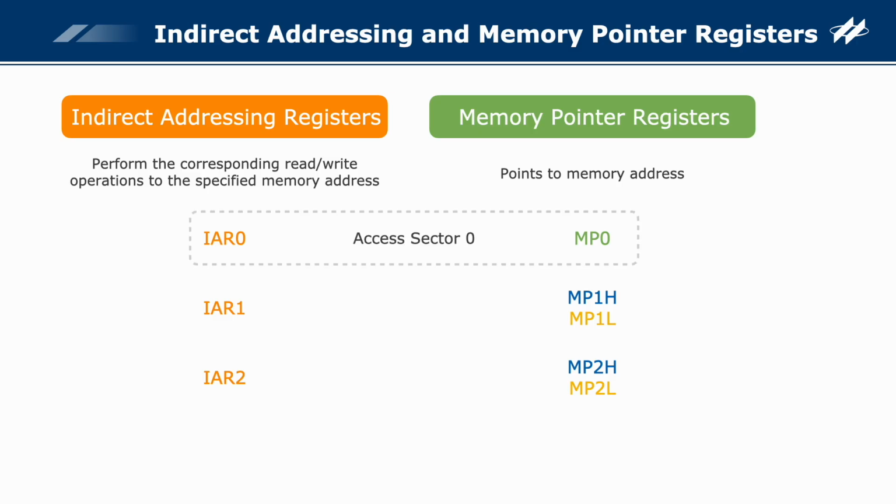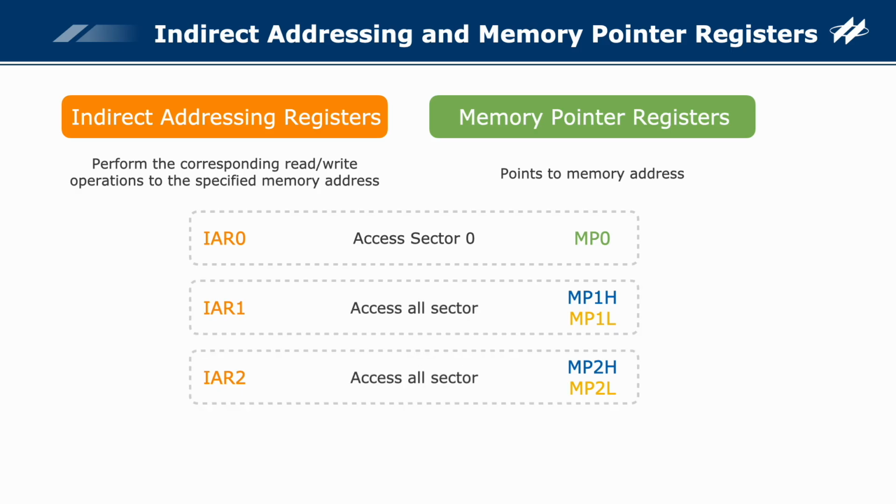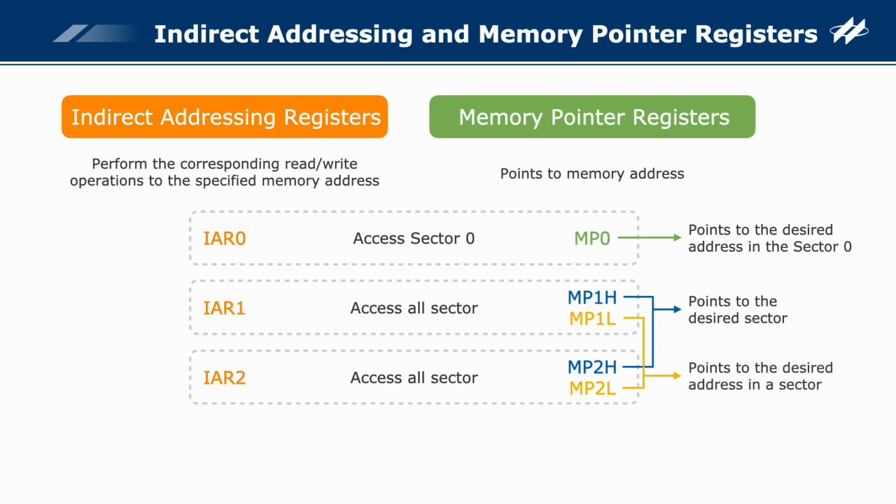IR0 together with MP0 is used to access data from sector 0, while MP1L, MP1H together with IR1 and MP2L, MP2H together with IR2 are used to access data from all sectors. The MP0 register is used to point to the desired address in sector 0. The MP1H and MP2H registers are used to point to the desired sector. The MP1L and MP2L registers point to the desired address in a specific sector.